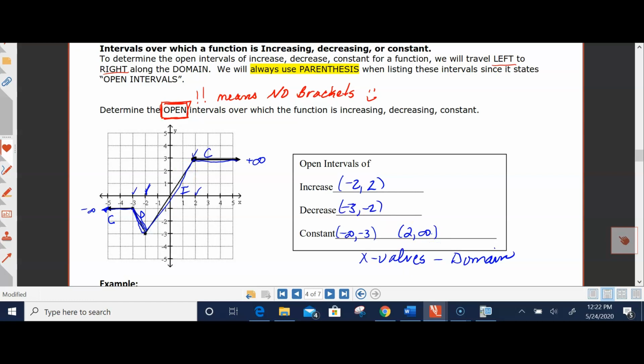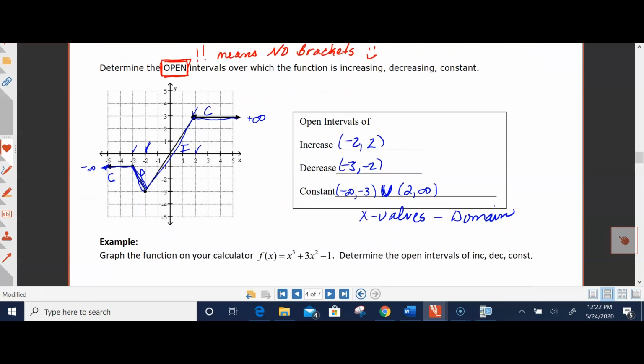So this describes what happens with the graph with respect to increasing, decreasing, or constant. We may sometimes have to put this U symbol, the union symbol, between two intervals when there's more than one interval involved. I'm not sure if you have to in WebAssign, but if that symbol is available, you have to use this union symbol. Okay, so increase, decrease, or constant.